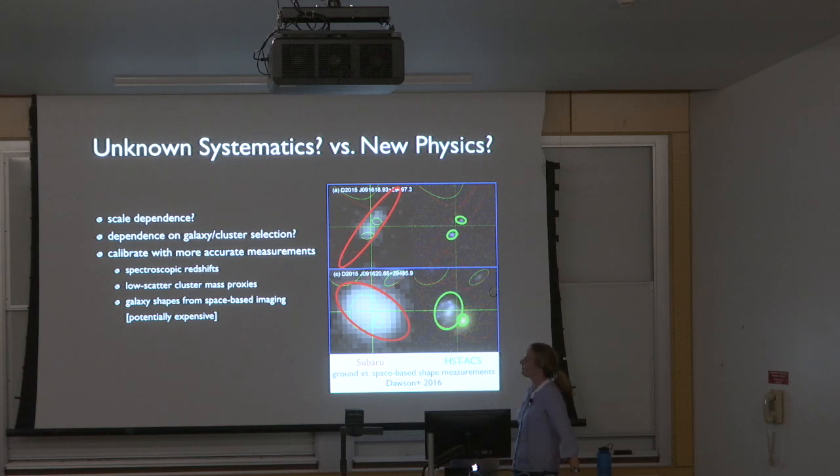We can ask whether the offsets depend on the galaxy or cluster selection. We can always calibrate with more accurate measurements. That is, we can calibrate photo-zs with spectroscopic redshifts. We can turn to X-rays or low scatter mass proxies for clusters detected through optical richness. We can calibrate galaxy shapes from space-based imaging. We show here a comparison of galaxy decomposition from Subaru imaging, which is probably the closest we have to LSST, and from space. And you can see that identifying galaxies and fitting shapes is a messy endeavor at that depth. So we can do all of this, but it's potentially expensive. So we cannot do all of that completely, and we have to find a compromise in trying to figure out what the unknown systematic is.